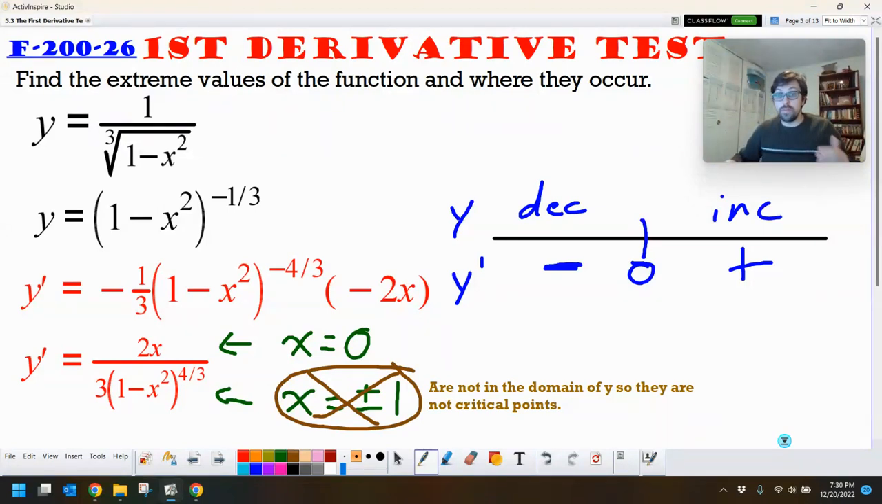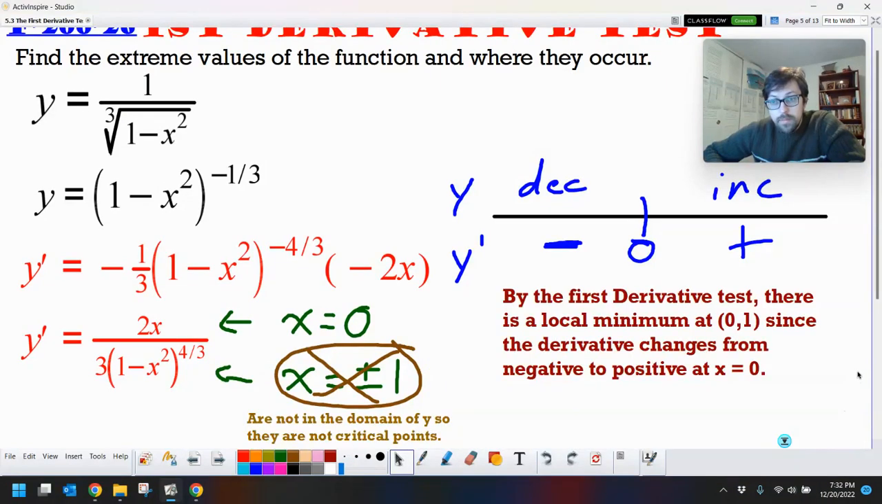If we are going from decreasing to increasing, or our derivative is going from negative to positive at 0, we should have a minimum value. And we can plug 0 in to find it. So by the first derivative test, there is a local minimum at (0, 1), since the derivative changes from negative to positive at an x value of 0. Done.